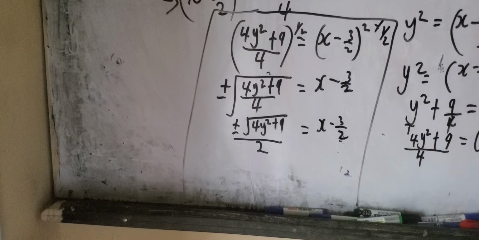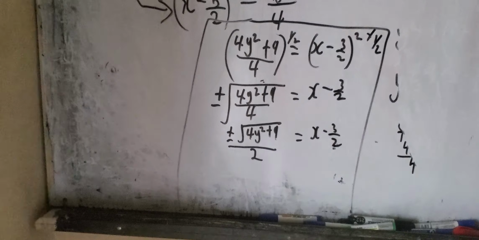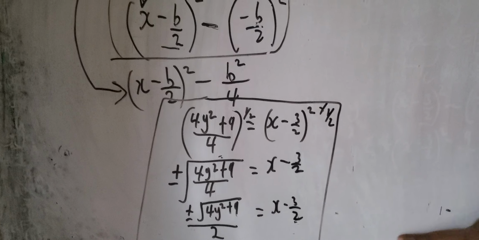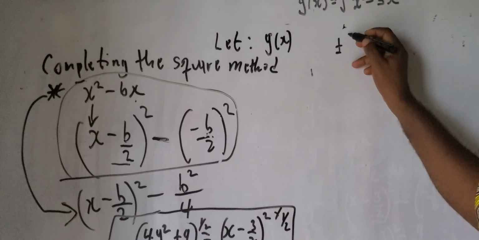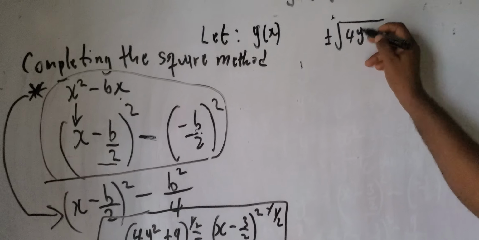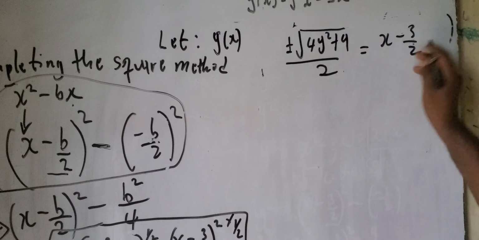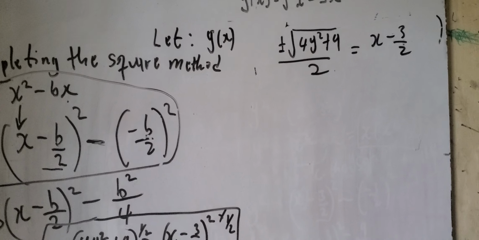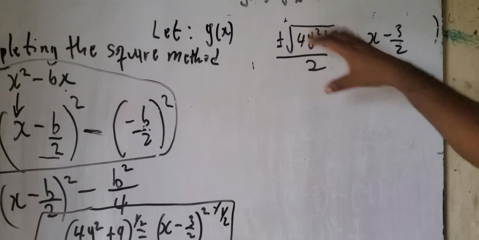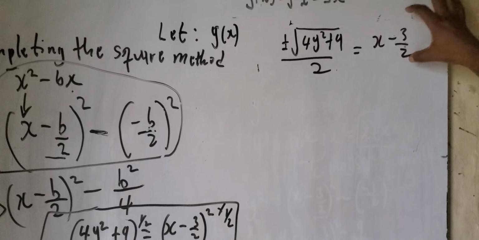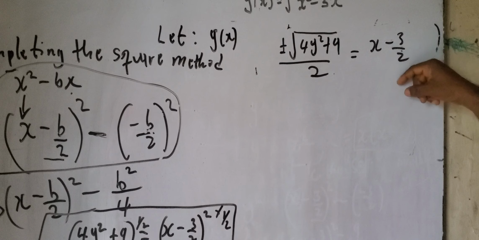So this now brings us to another step of work. Let me create a space for us to finish up the work. So what I have here now, I have plus or minus square root of (4y squared plus 9) divided by 2 is equal to (x minus 3) all over 2. We want x to be the subject of formula. So we carry minus 3 over to the other side. When you carry this one, this minus becomes plus. Or you add the inverse of minus 3 over 2 to both sides of the equation. The inverse of minus 3 over 2 is plus 3 over 2, so that this can cancel out.